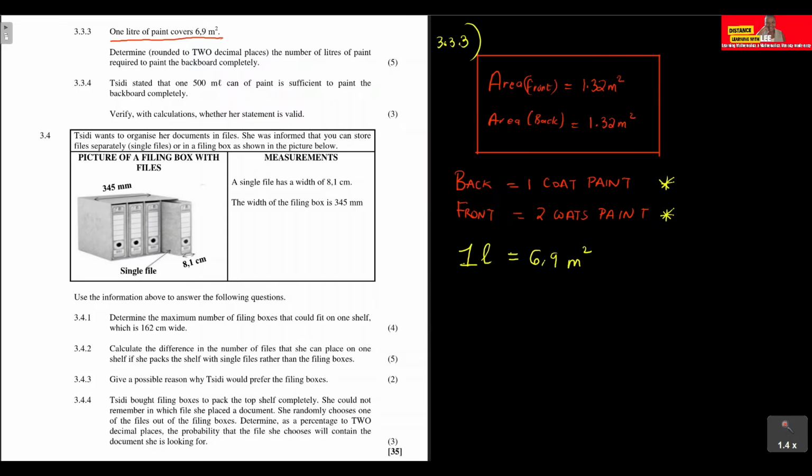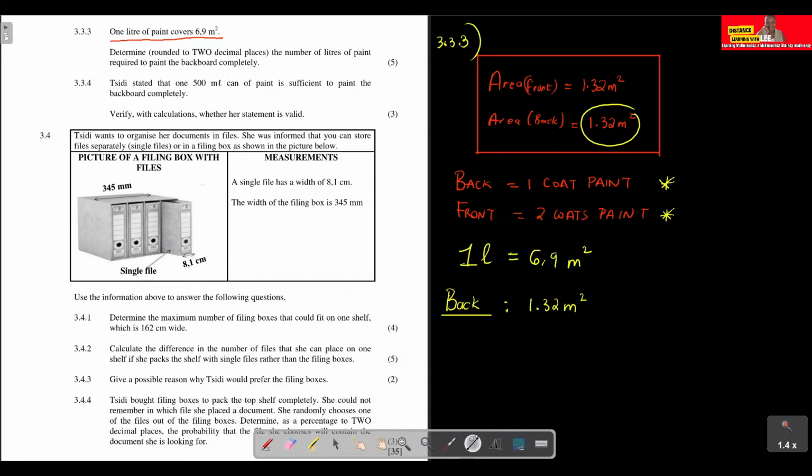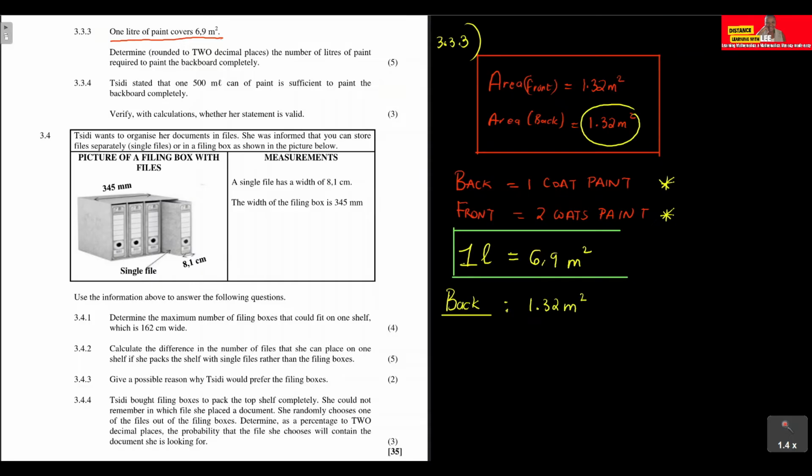Okay, so we're going to start with the back, right? For us to be able to determine how many liters we'll need, we're going to work with this area. We know that the back has an area of 1.32 meters squared. Then we're going to work with this equation that is given to us here. This equation is going to help us determine how many liters of paint we will need just to paint 1 coat for the back.